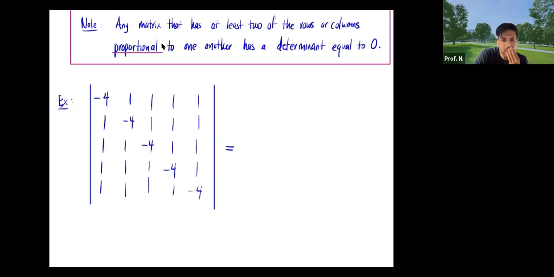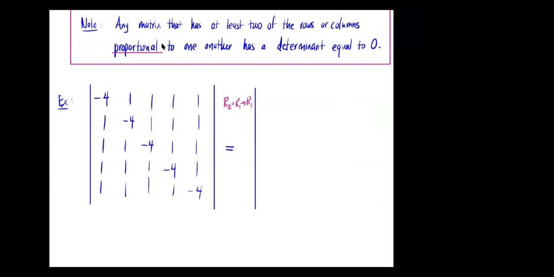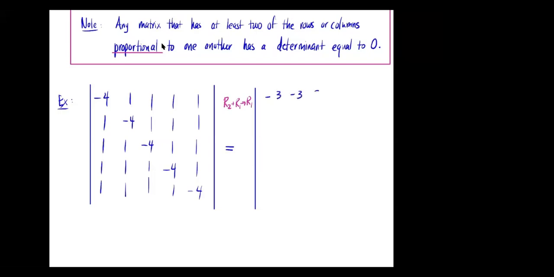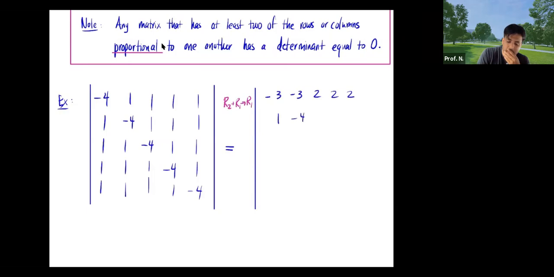Well, what if I do this? What if I do R2 to R1 to R1? Again, you can see this in many ways. So what if I add this to this? What would I get? -3, -3, 2, 2, 2. 2, 2, 2, right? This is 1, -4, 1, 1, 1. And this is 1, 1, -4, 1, 1, 1, 1, 1, -4, 1, 1, 1, 1, 1, -4, right?